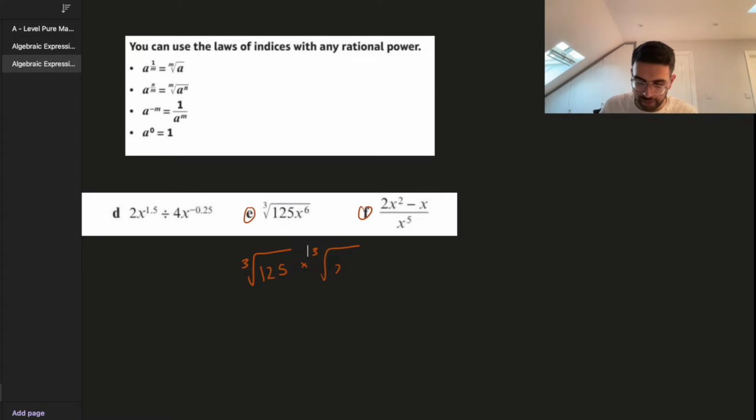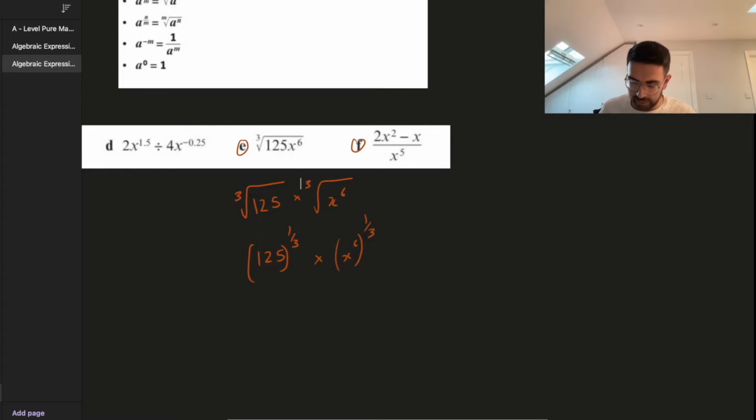Now I can essentially write this as 125 to the power 1 over 3. Later on, this will become very useful and you'll understand why. And this is going to be multiplied by x to the power 6 to the power a third. As you can see, you can multiply the powers, the 6 and the third, so it becomes a lot easier to deal with. So it's going to simply be 5x squared, and there's our answer.